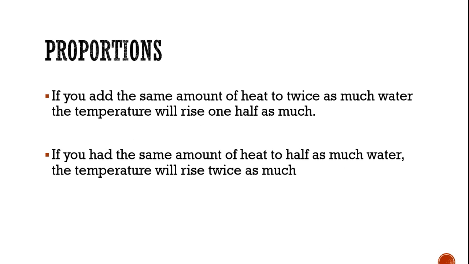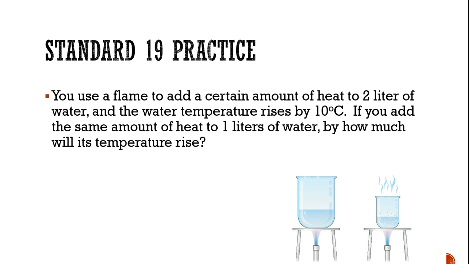Proportions. If you add the same amount of heat to twice as much water, the temperature will only rise 1/2 as much. If you add the same amount of heat to half as much water, the temperature will rise twice as much. Now why is this? Let's look at an example.